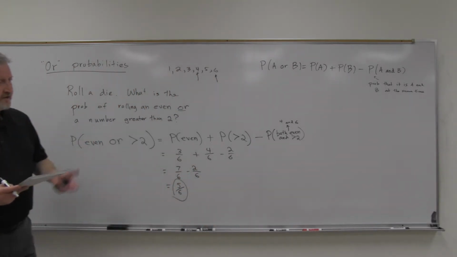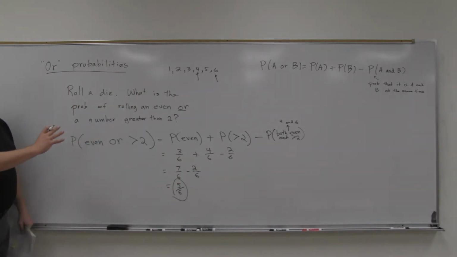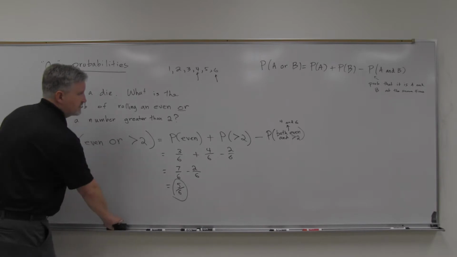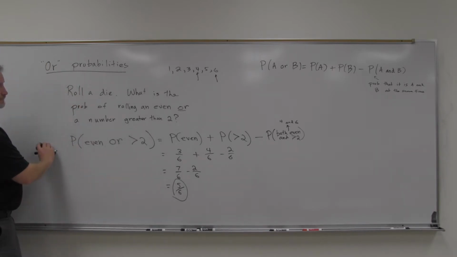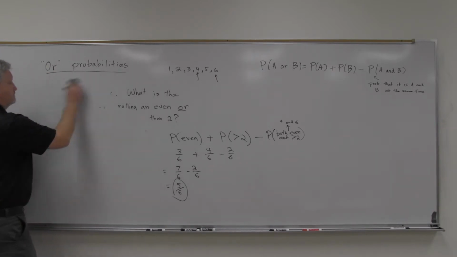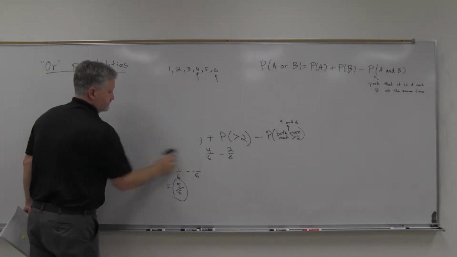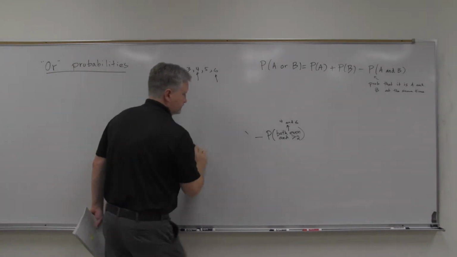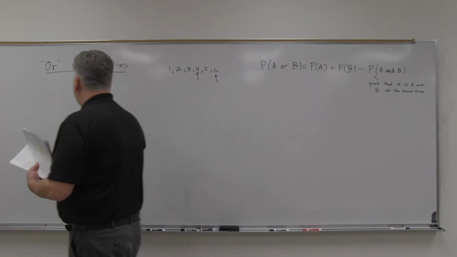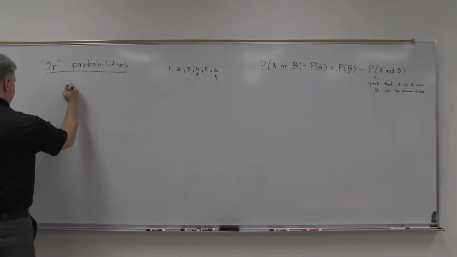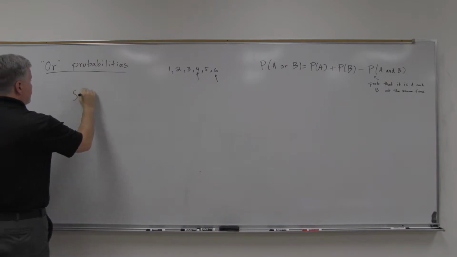Okay, so here's another example for you. Is that okay? Any discussion or question about that? So here's another one. What if we have the probability, let's do this one. Select a number from 1 through 10.